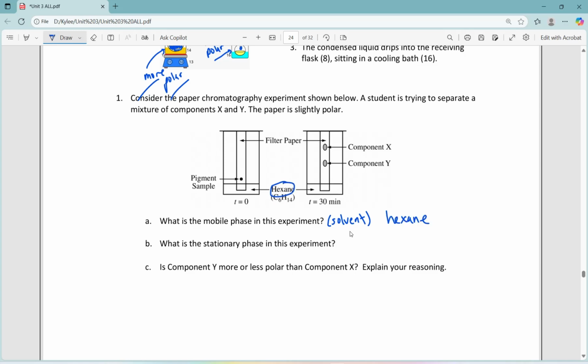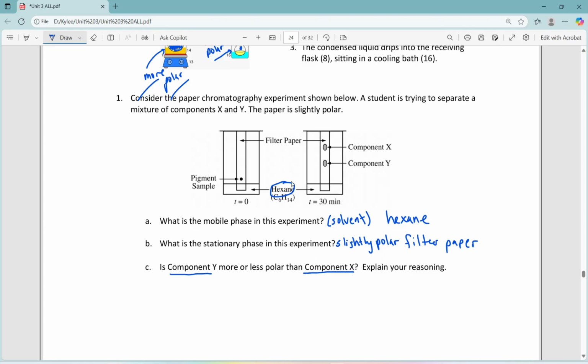What is the stationary phase? Our stationary phase is going to be the filter paper. And it says that it's slightly polar. So I'm going to say slightly polar stationary phase, or slightly polar filter paper. Now here's where the analysis comes in. It says, is component Y or component X more polar or less polar? And remember, when they mention both, we have to talk about both.